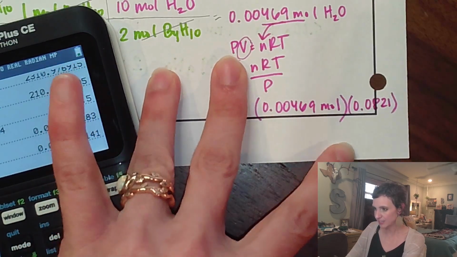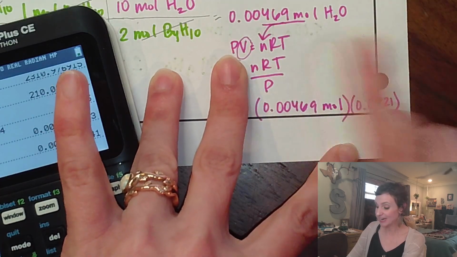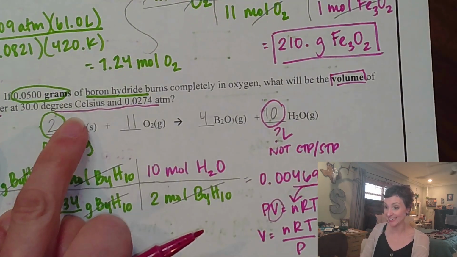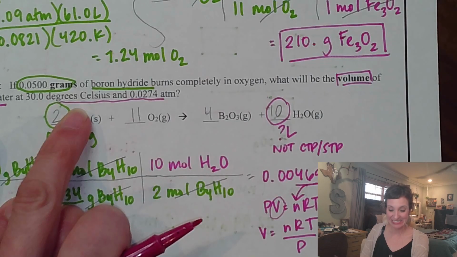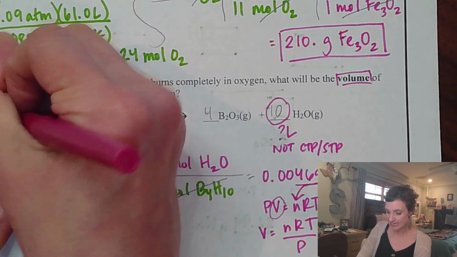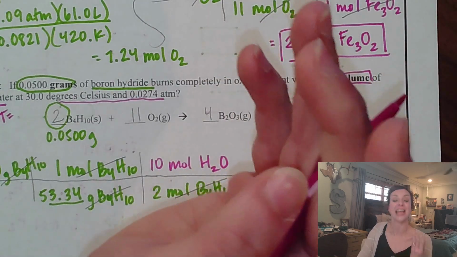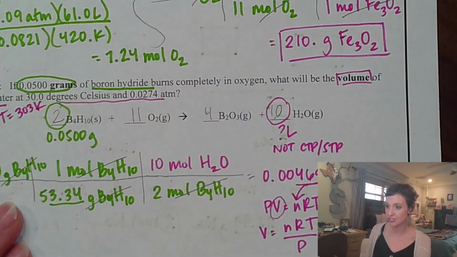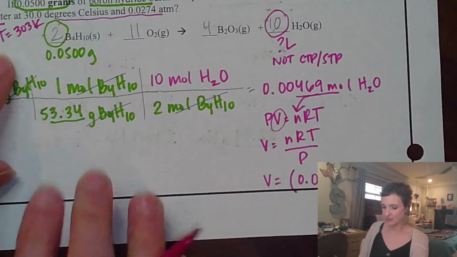0.0821, and I'm running out of space. That is okay. Last thing I have to multiply up there is my temperature. Oh, my temperature better be in Kelvin. Is it in Kelvin? It is not. I've got to turn that degrees Celsius into Kelvin. So we will say T is equal to 30 plus 273, which is 303 Kelvin. I should have done that, you guys.